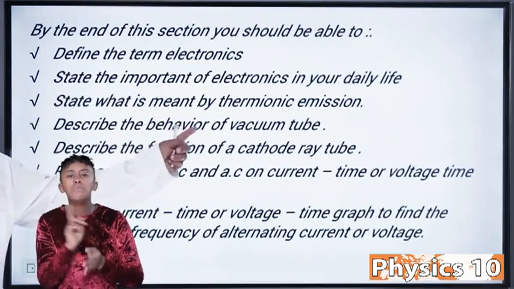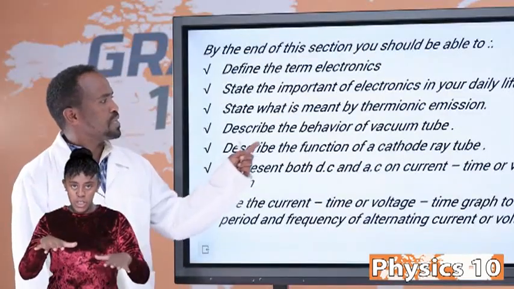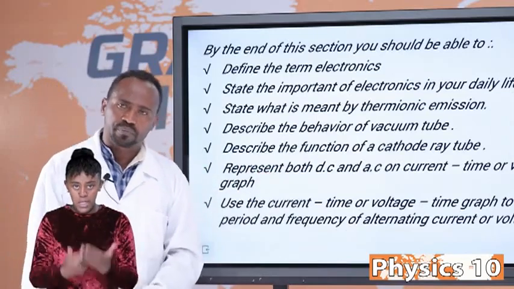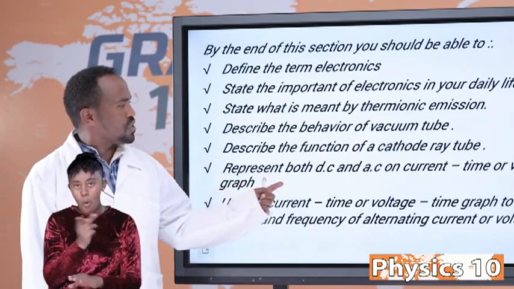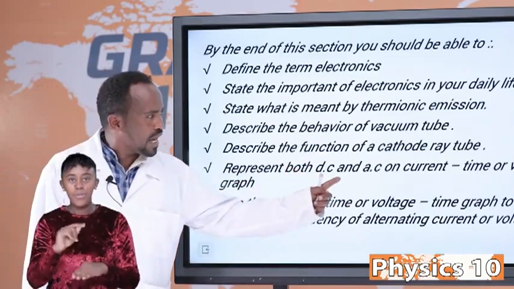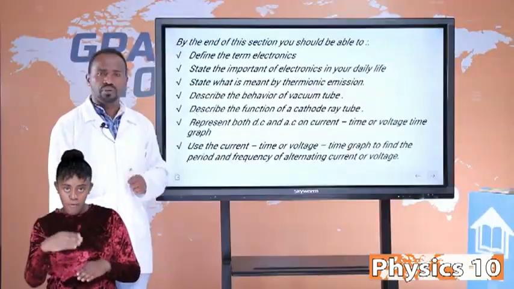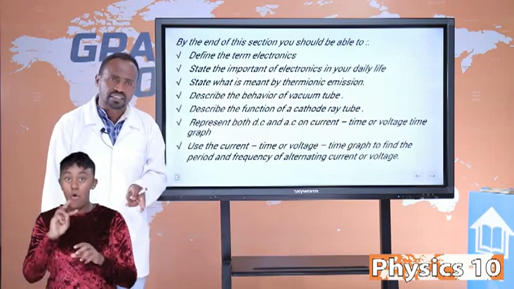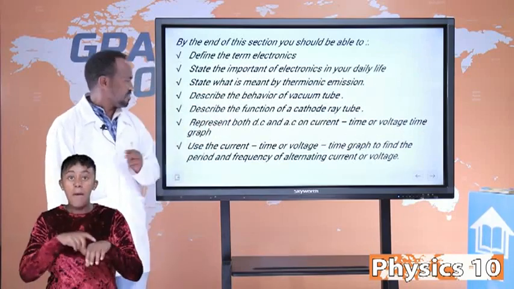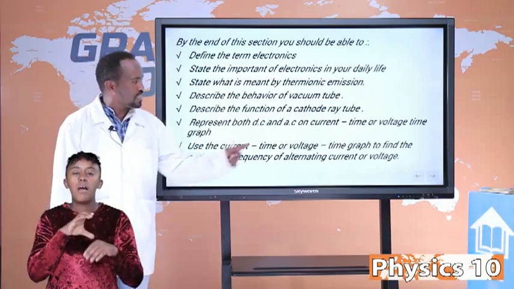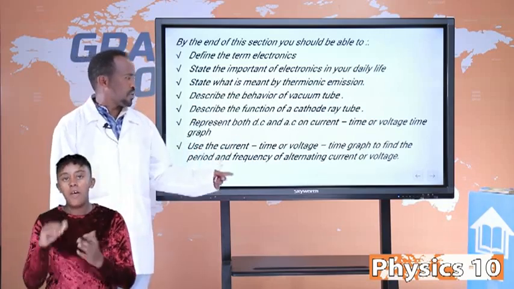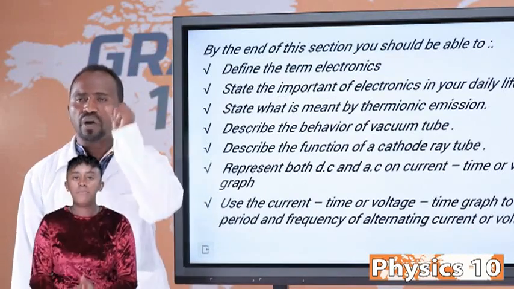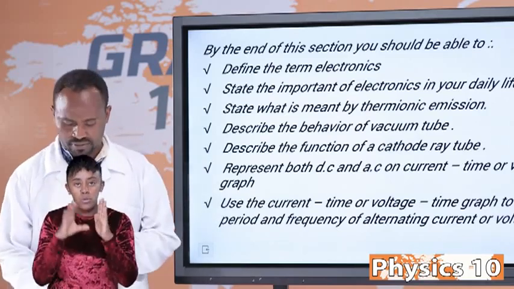State what is meant by thermionic emission. Describe the behavior of vacuum tubes. Describe the function of cathode ray tubes. And represent both DC and AC on a current-time or voltage-time graph. We will see how to draw a current-time graph of DC versus a voltage-time or current-time graph. And use the current-time or voltage-time graph to find the period and frequency of alternating current or voltage. This is the main point that we are going to see under this unit.